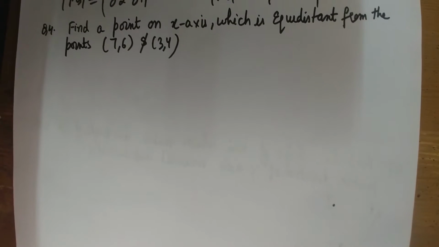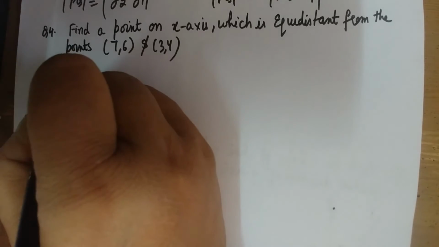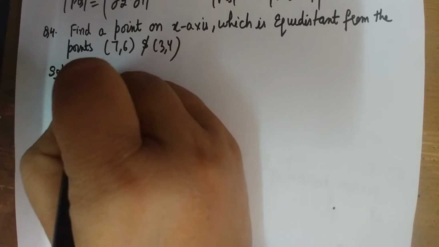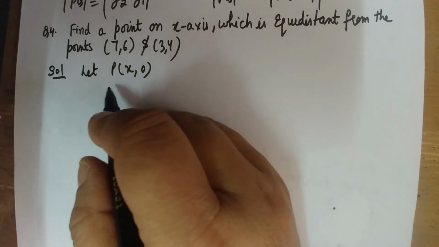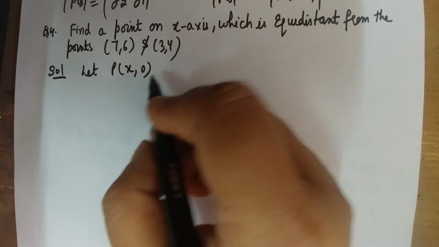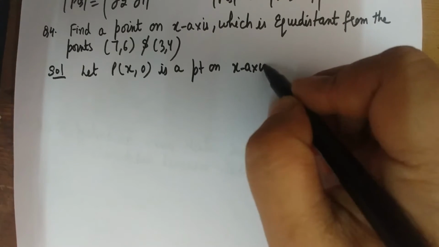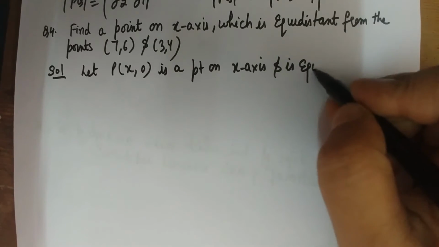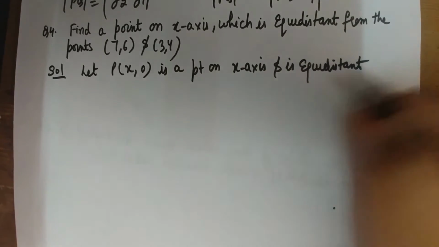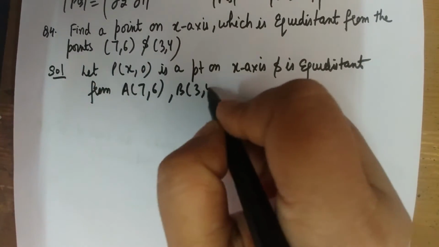So question number 4 is find a point on x-axis which is equidistant from the points 7, 6 and 3, 4. Okay, so you know a point on x-axis is of the form, so let P coordinate, what will be its y coordinate? It will be 0. So point on x-axis is of the form P coordinate x, 0. It is a point on x-axis, right, which is equidistant from your A coordinate 7, 6 and B coordinate 3, 4, right?